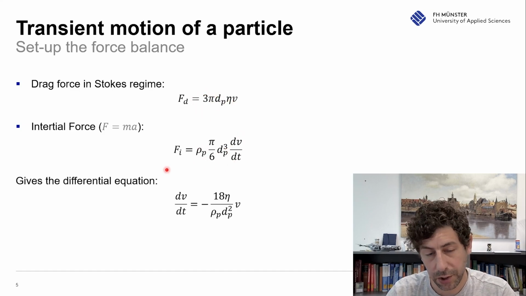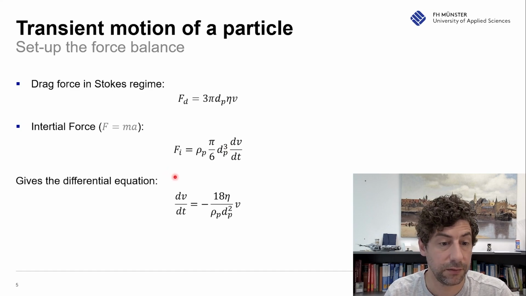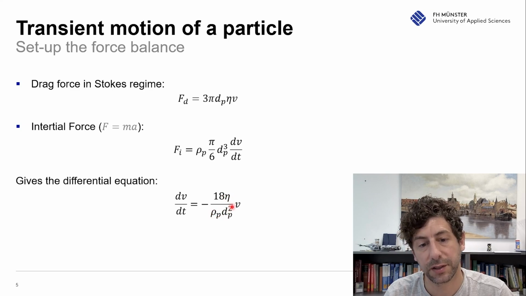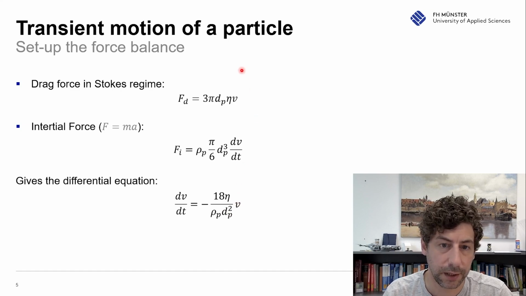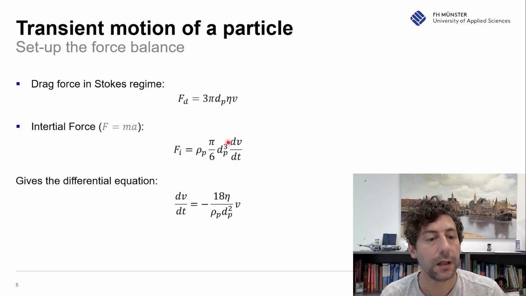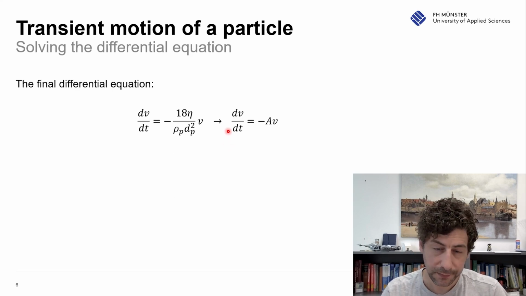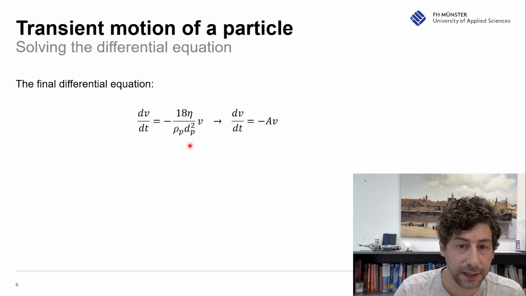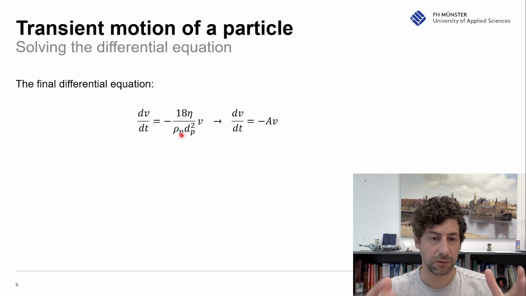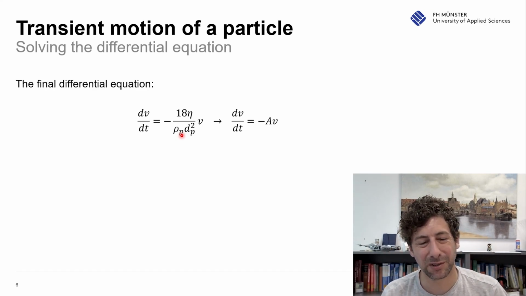If we rearrange the equation a little bit, we get the differential equation dv/dt equals minus 18 times viscosity, divided by density of the particle times particle size squared, times the variable, the velocity v. This comes from the 3 and the 6, 18, and so on. So you simply do the math and you get this very easy differential equation. And this equation we have to solve now, which is quite straightforward. In the first step we simplify it, because all of this big term is constant.